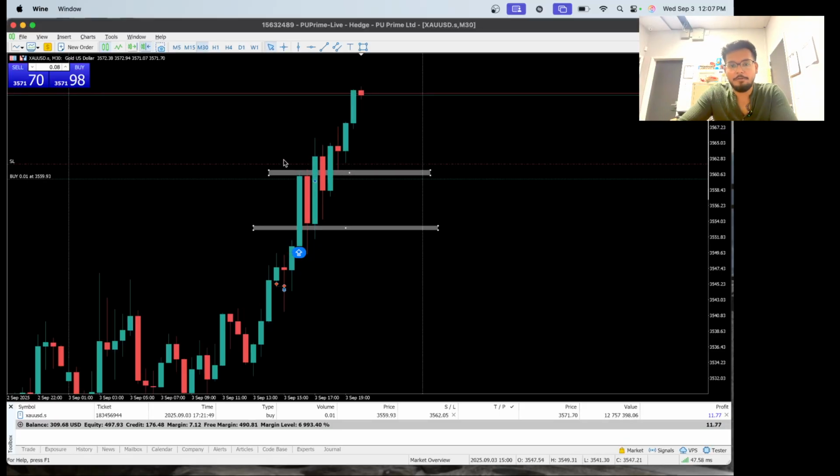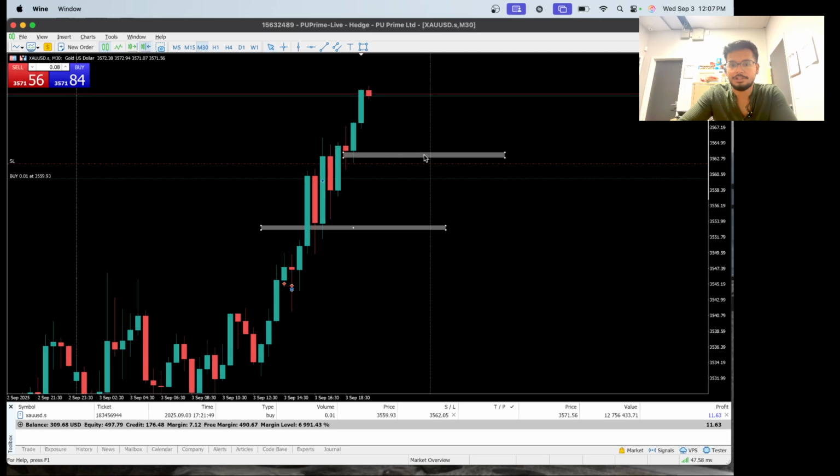So, you know how we bought this when this resistance was broken? Now if you see, we have a new support zone, which is right here. You see? So that's how resistance becomes support, support becomes resistance.